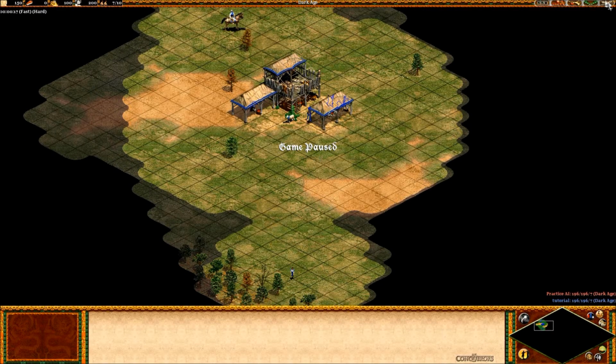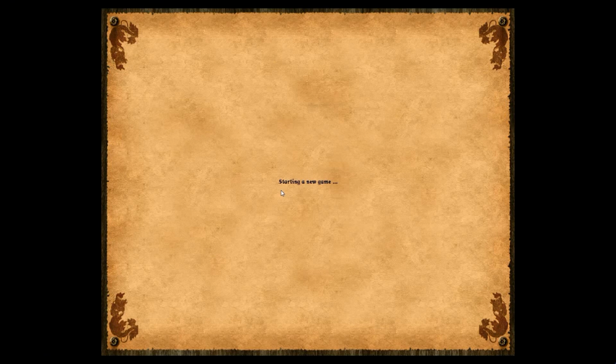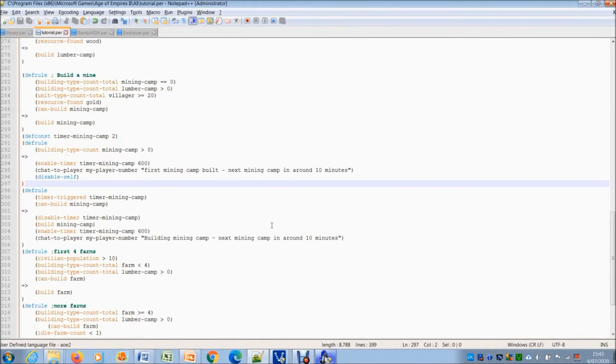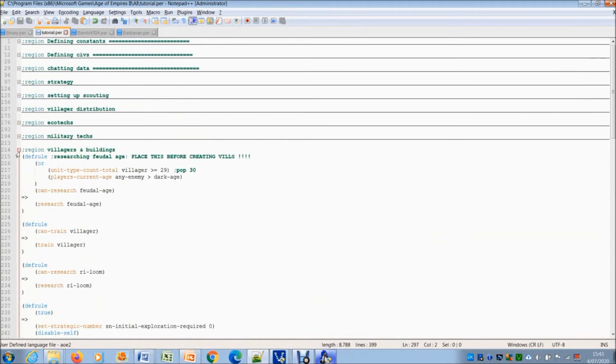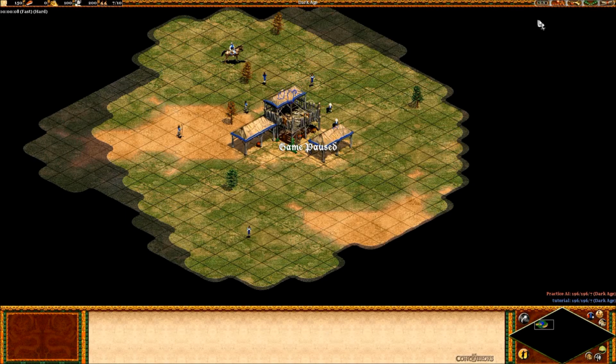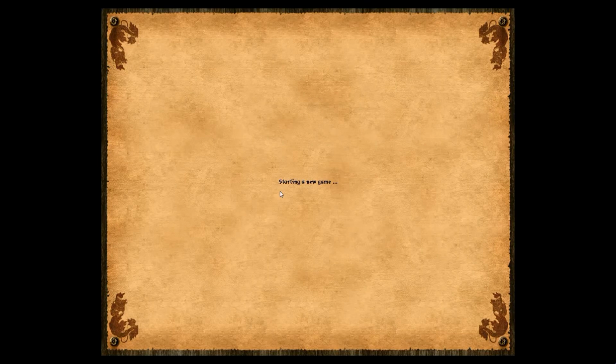So we correct that, we restart. Another bug, line 370. Isn't this getting frustrating? All part of the programming. So 370, there's something wrong with this line. Can train archer line, unit type can total smaller than 30, and so on. But I've been a bit too quick. I forgot to put archer line here. Unit type can total, archer line smaller than 30. Save and restart.